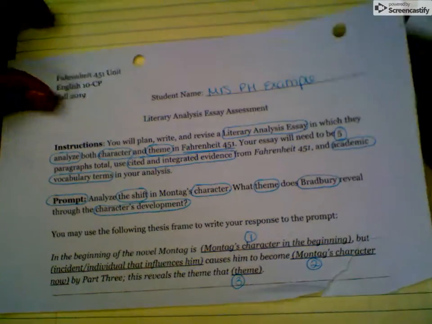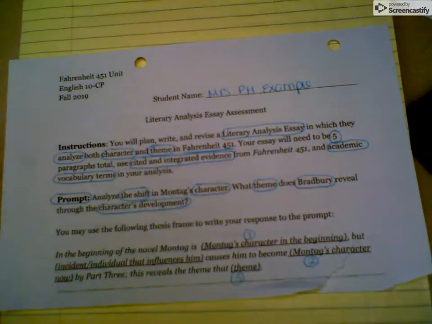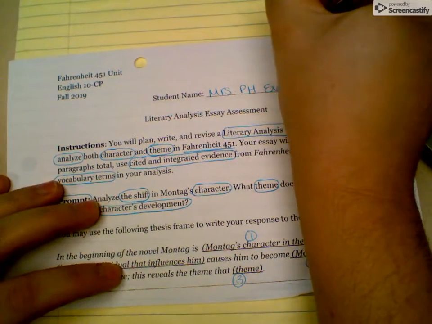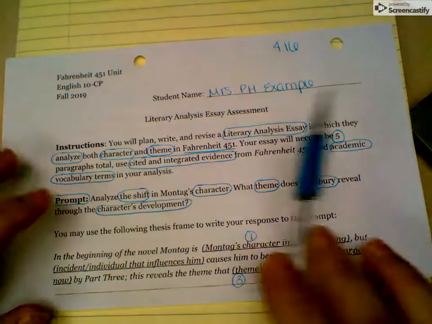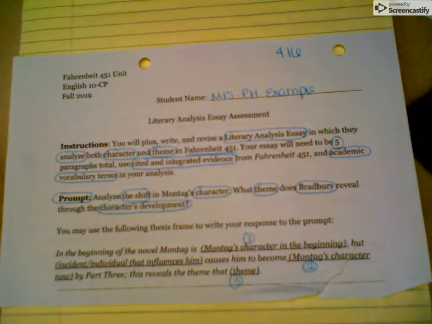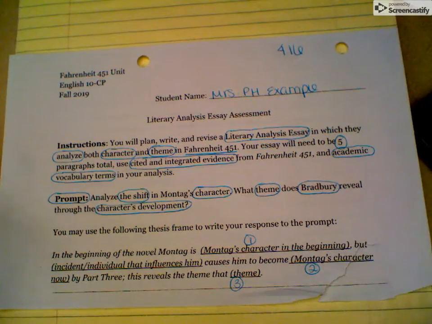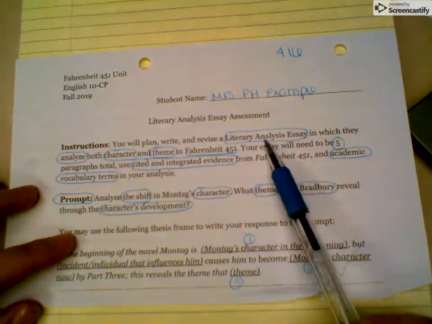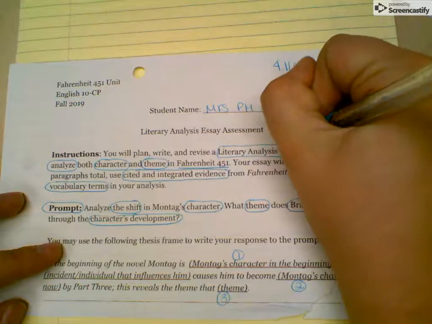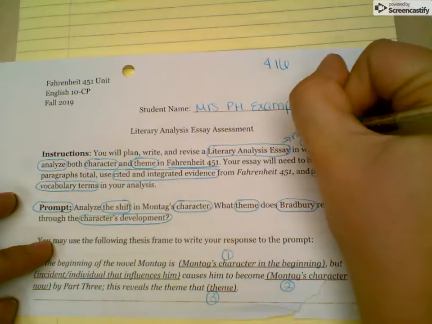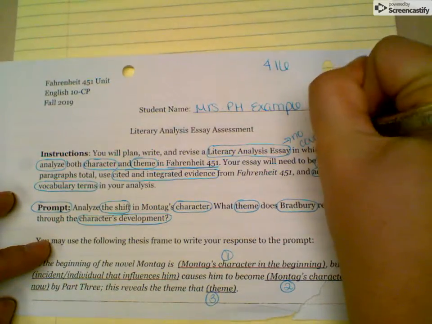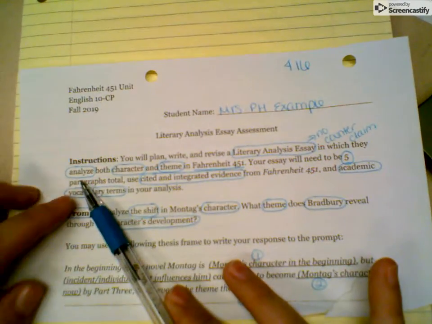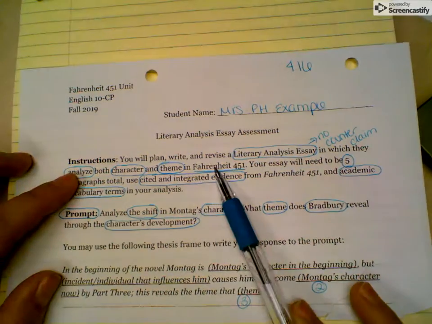It's this half sheet of paper. This is assignment number 4.6 in your table of contents. Put your name, and then we're going to read through these instructions and start writing your outline for your paper. You will plan, write, and revise a literary analysis essay. This means there is no counterclaim, and it's my opinion only, in which you analyze both character and theme in Fahrenheit 451.